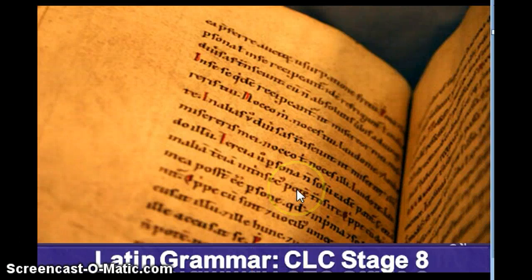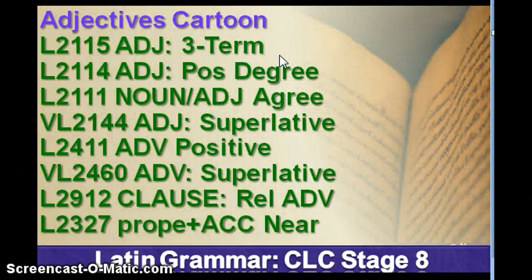All right, students, we are doing CLC Stage 8 Grammar Lecture. And the standards in CLC 8 Grammar Lecture are going to be adjectives in the three termination. That means three ending adjectives. We're going to look at the positive degree. We're going to look at noun-adjective agreement. We're going to look at superlatives. And then we're going to look at a couple adverbs and relative adverb clauses. And finally, prope plus the accusative near phrase.